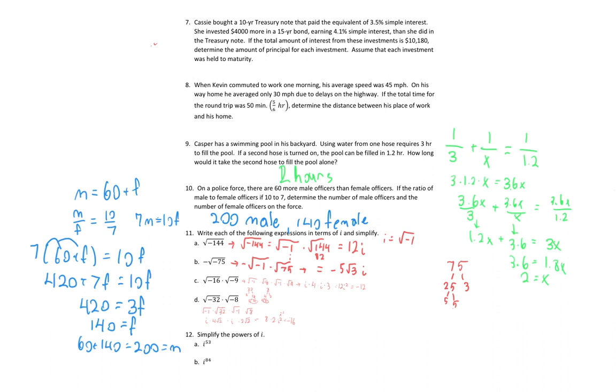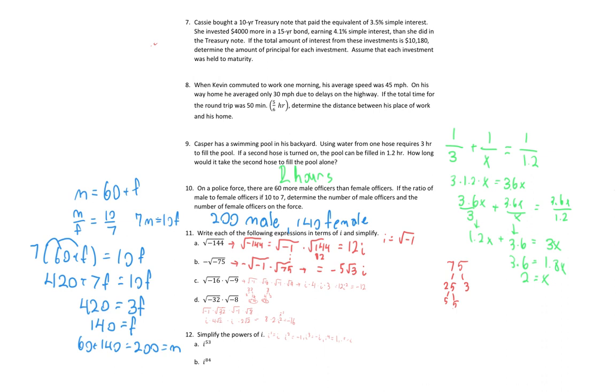Next up, 12. Simplify the powers of i. So this is good to know your i cycle. i to the first, that's just i. That one's pretty straightforward. i squared, that's negative 1. We kind of talked about that in the last part. i to the third, well, that's i squared times another i, so it's going to be negative i. And then i to the fourth is going to be 1, because that's negative 1 times negative 1. And then i to the fifth is going to be i again. So it cycles through. Every 4 it cycles.